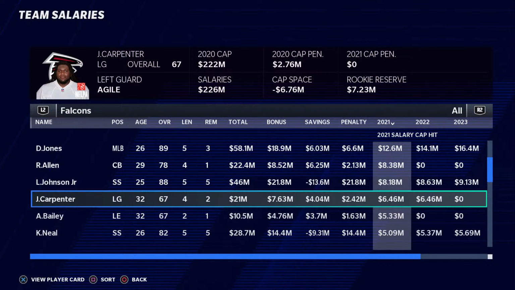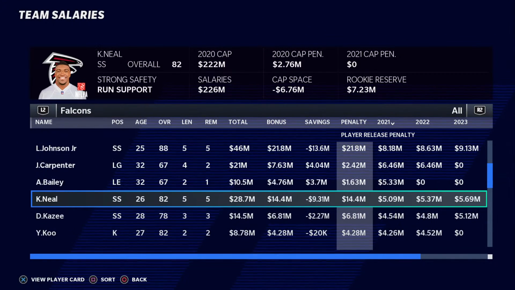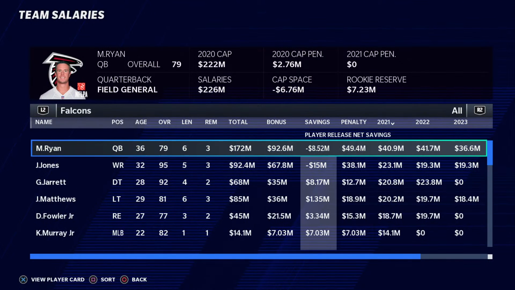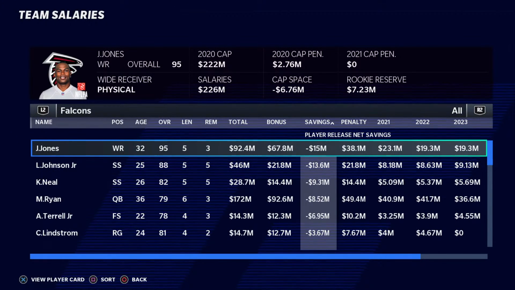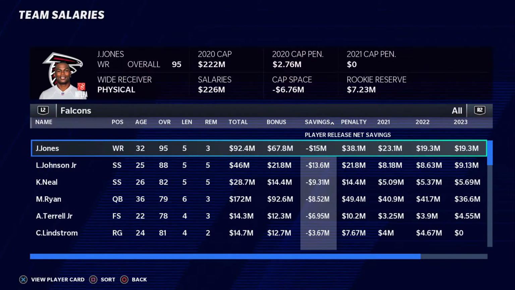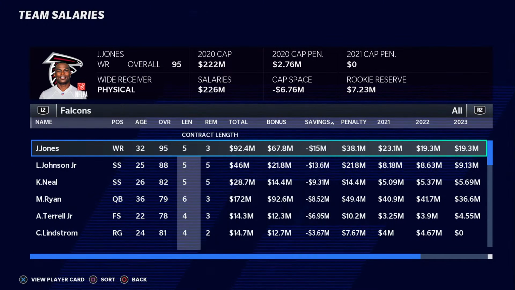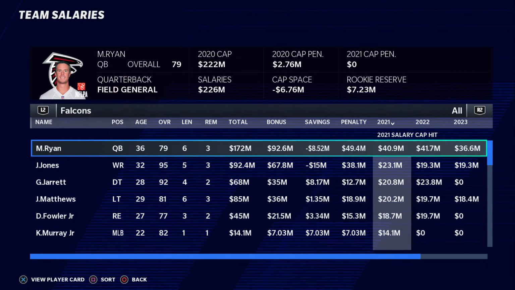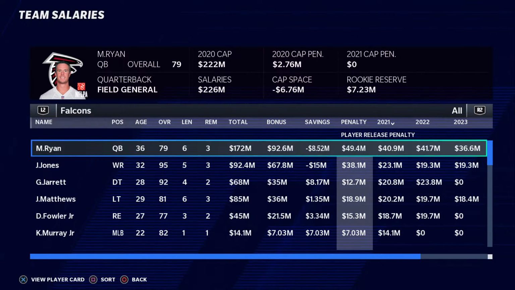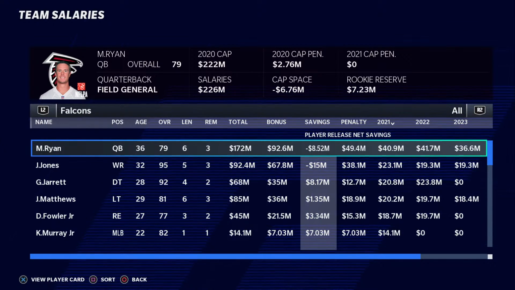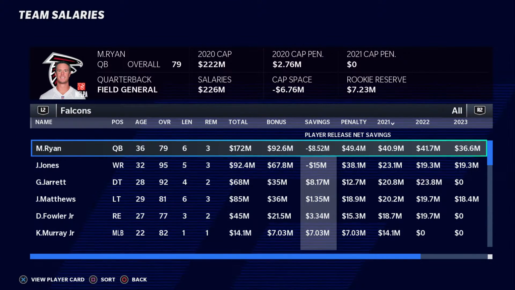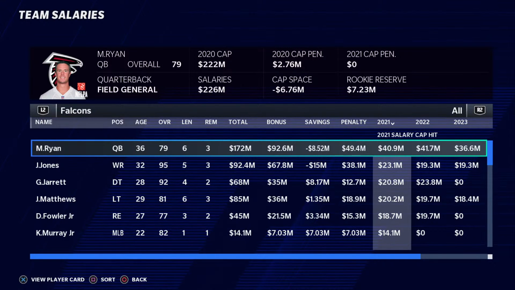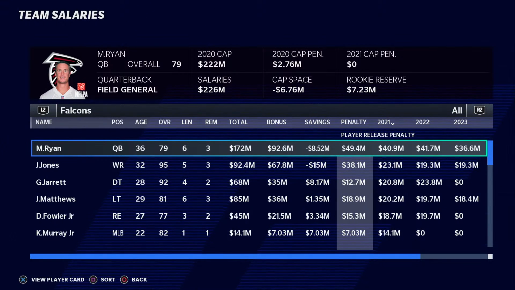So, who are you going to cut? Again, you go back to the savings. You want positive savings. You don't want negative savings. That obviously would be cutting Matt Ryan. You have to eat $50 million, and then your cap space is going to go even further negative. You'll be hamstrung for a year, but in the future, you'll be fine after a year.